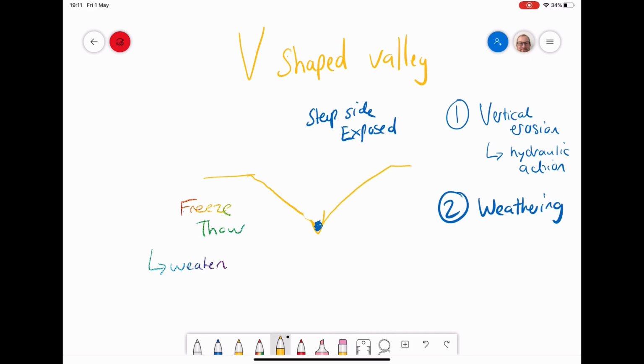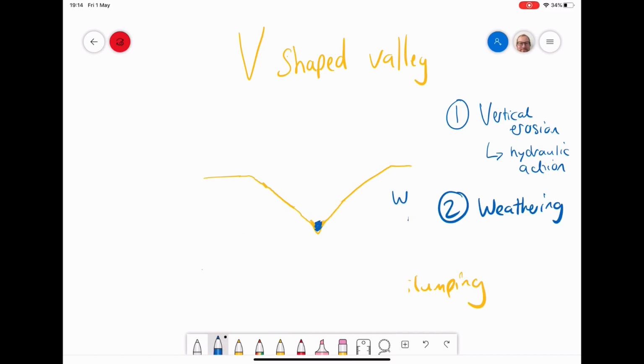Other processes that could occur because of the steepness would be mass movement. So we could also get processes like slumping occurring in this area. That's how we get this valley, which started flat, but over time through vertical erosion and weathering, it ends up in this lovely V shape.